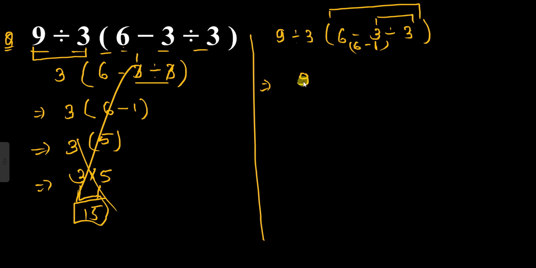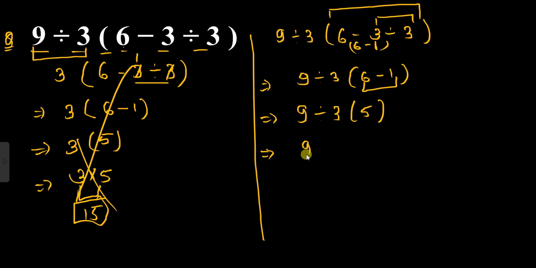Now let's solve further. 9 divided by 3, bracket, 6 minus 1. Let's solve further. 9 divided by 3. Inside the bracket, 6 minus 1 becomes 5. Now let's solve it. 9 divided by 3, when we remove the bracket close, it becomes multiplied by 5.